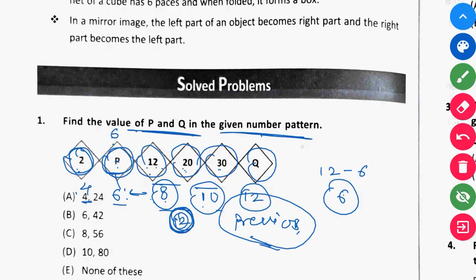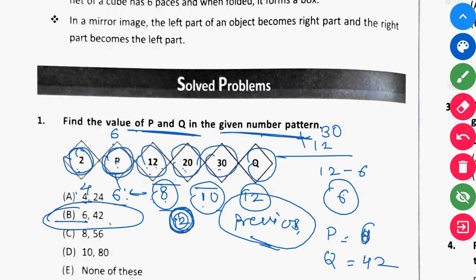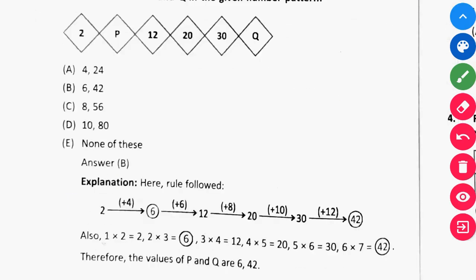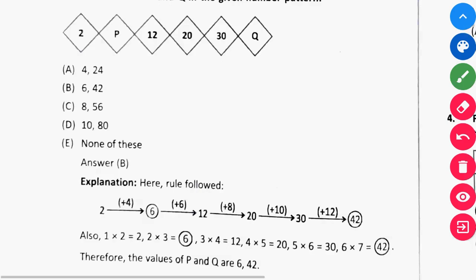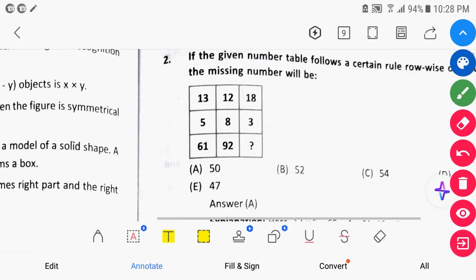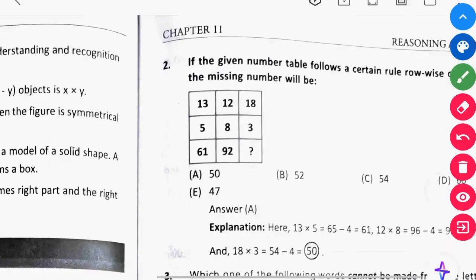So we have to add 12 to the 30 to get Q. So Q is 42. Now we got our answer: P is 6 and Q is 42. So where is such an option? Option B shows 6 and 42 as the two numbers. So our answer is option B. The same way they had explained also. Okay, all the numbers we add in the number pattern are in the table of 2.